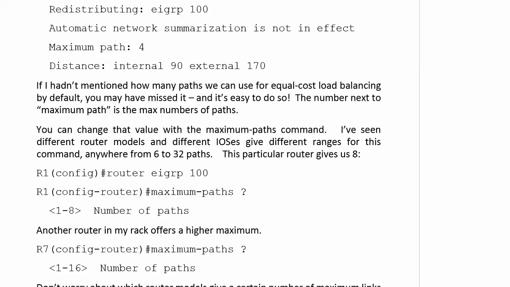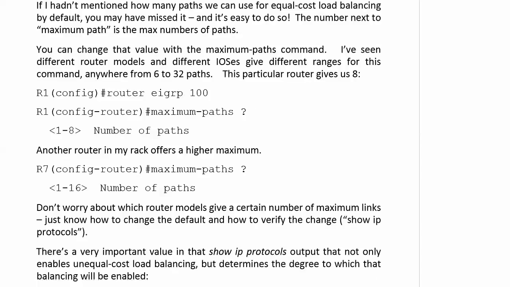Now, don't worry about trying to keep the model numbers straight. I'm not going to give you any of those because they're not important. It's just a good idea to check this if you're working with the maximum-paths command. You can see that two routers in my own rack, the IOS was barely different, and one was 16 and one was 8. So just know how to change it, and that is with the maximum-paths command under the router EIGRP config, and also how to verify it with show ip protocols. That's all you need to know.